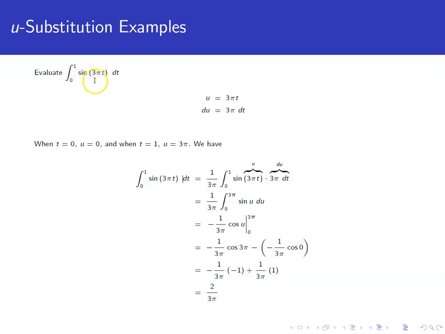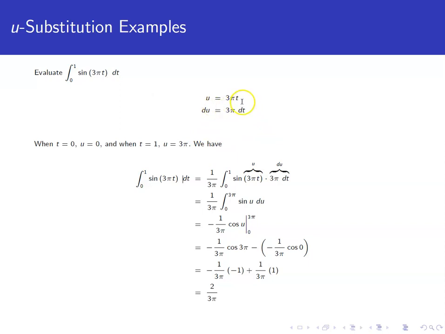Notice that this integrand here is pretty close to a function that you know an antiderivative for. If we just had sine of, say, u, then I know an antiderivative for sine of u. So when we use our u-substitution here, what we're really going to do is adjust for the fact that we've got a constant times the variable on the inside of the sine function.